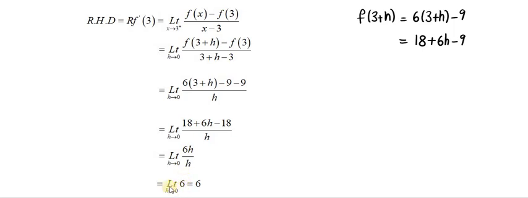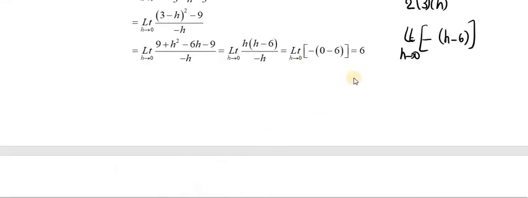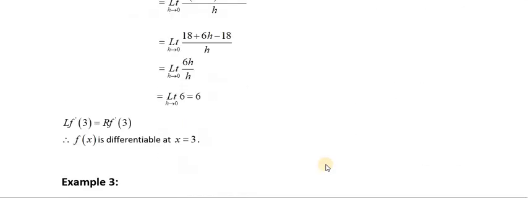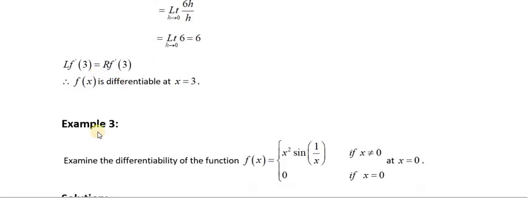That means limit h tends to 0, 6. 6 means constant. Limit of a constant is constant itself. That's why LHD is 6, RHD is 6. Then we can easily say that LHD equal to RHD at x equal to 3. Therefore, f of x is differentiable at x equal to 3. Next question.